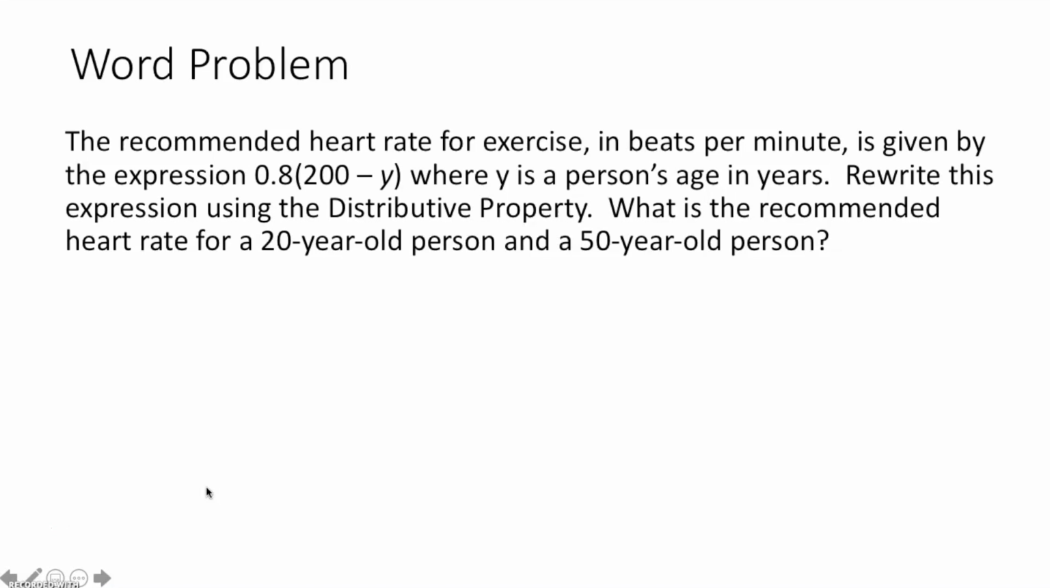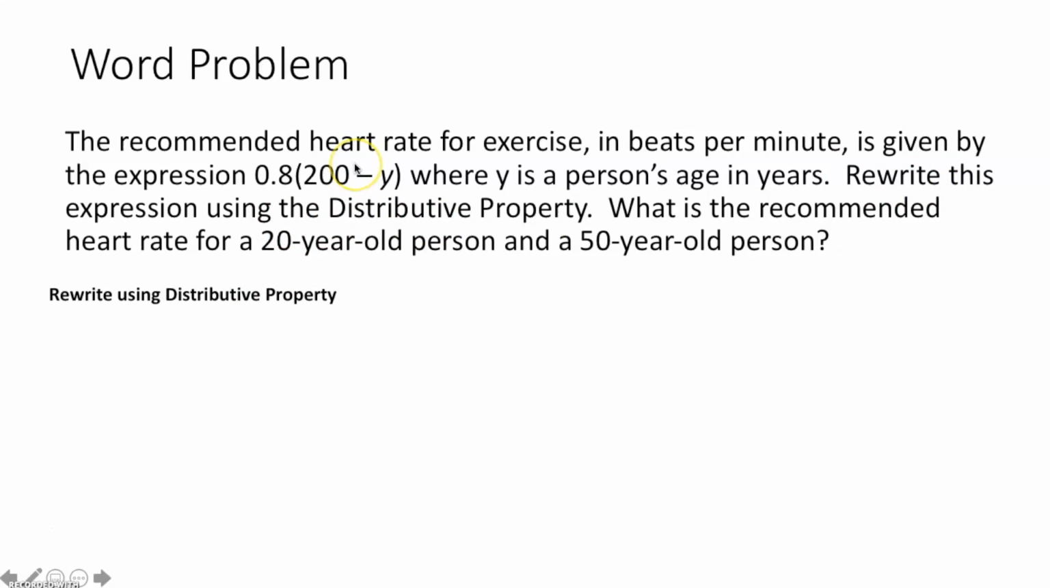This says the recommended heart rate for exercise in beats per minute is given by the expression 0.8 times the quantity 200 minus y, where y is the person's age in years. Rewrite this expression using the distributive property. What is the recommended heart rate for a 20-year-old person and a 50-year-old person? So let's start with the first part of this question. It says rewrite this expression using the distributive property.